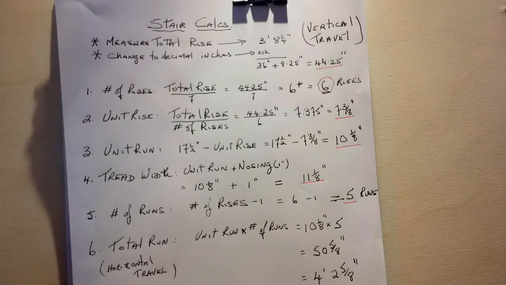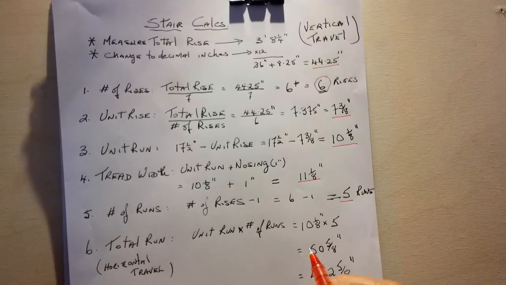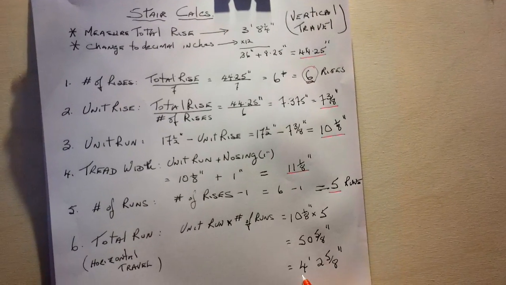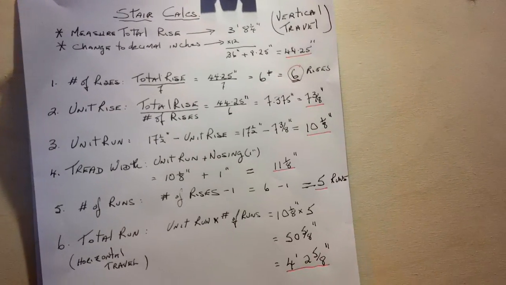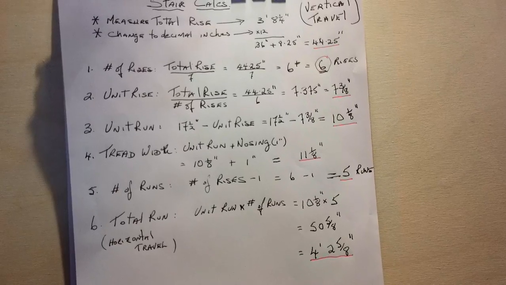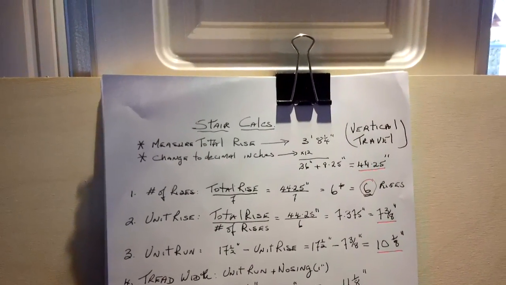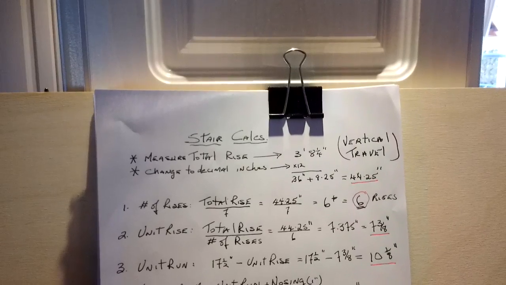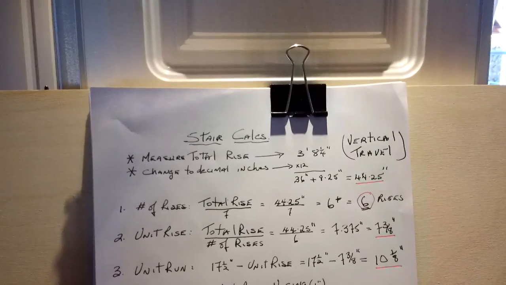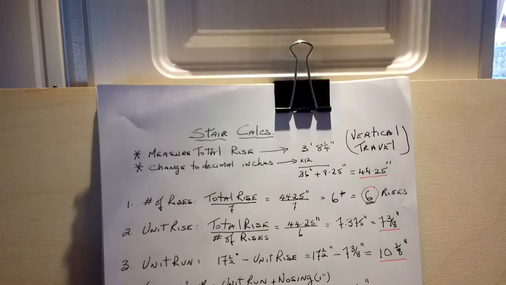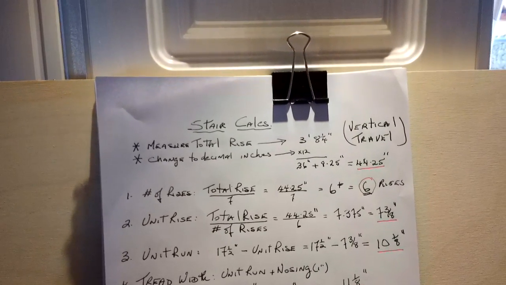So our total run, we got our unit run of 10 1/8 times 5, our number of runs, and that gave us a total horizontal travel of 4 foot 2 5/8 inches. So looking at this systematic way of determining how to build your set of stairs, you now take the examples that I gave you as exercises and work your way through these to come up with your numbers.